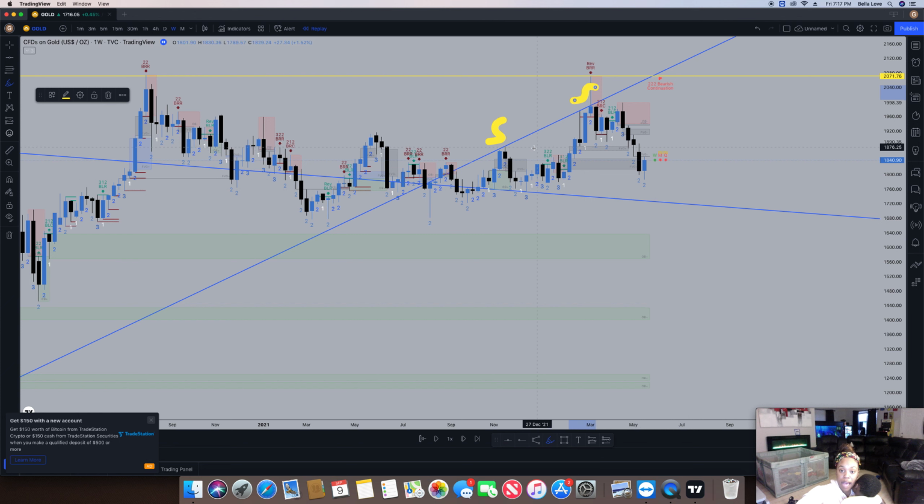Once I seen it break out of my previous broadening formation, it was super bullish. It was time to draw another broadening formation. It is okay to draw broadening formations. I know some people who have thousands of broadening formations on their chart and they understand every last one of them. So you can draw broadening formations on any time frame.